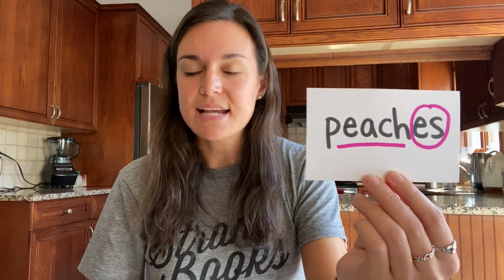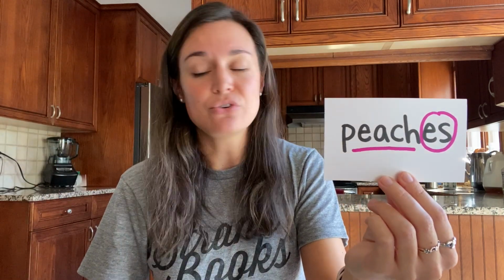And I'm going to show you how to tap this out because when we tap out words with suffixes, we don't tap the suffix. We only tap the base word. So if I was going to tap out the word peaches, watch what I do. Ready? P-e-ch. Peach, peaches. So I tap out the base word, I read the base word, and then I read the base word with the suffix. We do not tap out the suffix. Repeat that after me. We do not tap out the suffix. It's going to get a little confusing if you start tapping out the suffix. We only tap out the base word.